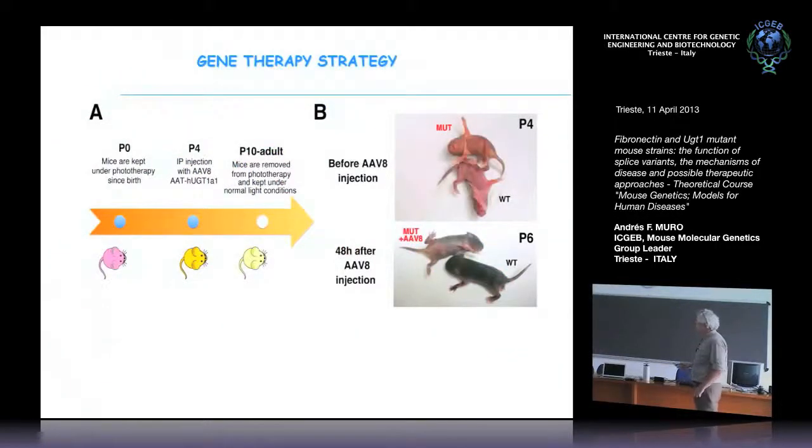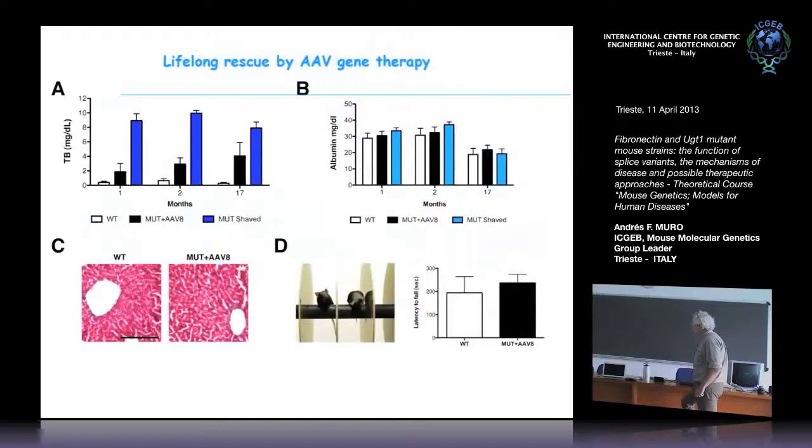So we used another vector, driven by the alpha-1 antitrypsin promoter, which is expressed only in the liver. You can see here the protocol of injection is essentially the same. You can see here untreated animals, and here after 2 days, the jaundiced animal becomes normal, so the efficiency in the liver seems to be very high.